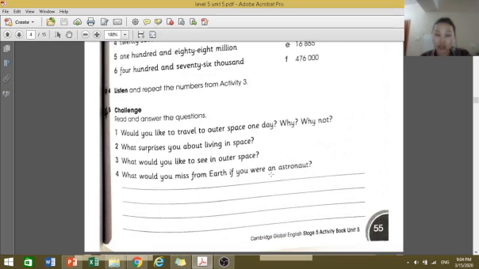This is asking your personal opinion about traveling to outer space and about space. So I want you guys to read the questions and answer them in your own words. For example, the first one says, would you like to travel to outer space one day? If yes, why? If not, why not? And what surprised you about living in space? What would you like to see in outer space? And what would you miss from Earth if you were an astronaut?